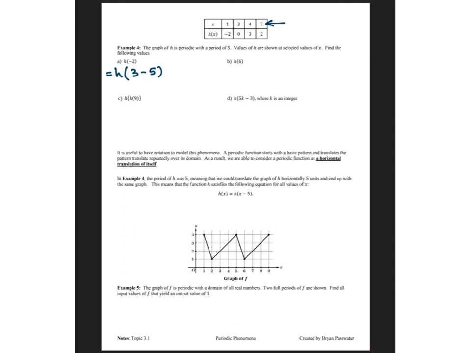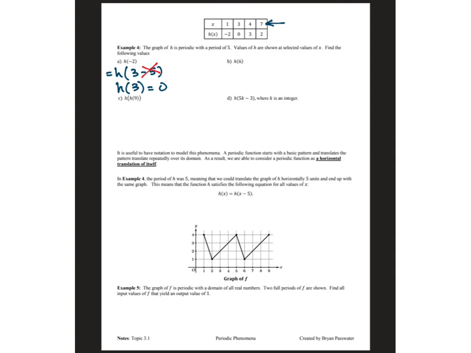5 is my period. If I start at 3 and hop backwards 5, then I land at H of negative 2. The negative 5 business, that's my period. So really, H of negative 2 is equivalent to H of 3, which is 0. We're trying to make the inside thing equal the other inside thing, but only given these values and the period. Okay, so let's try letter B.